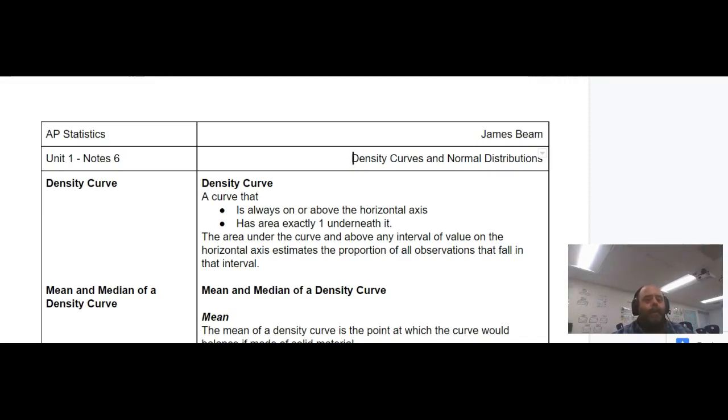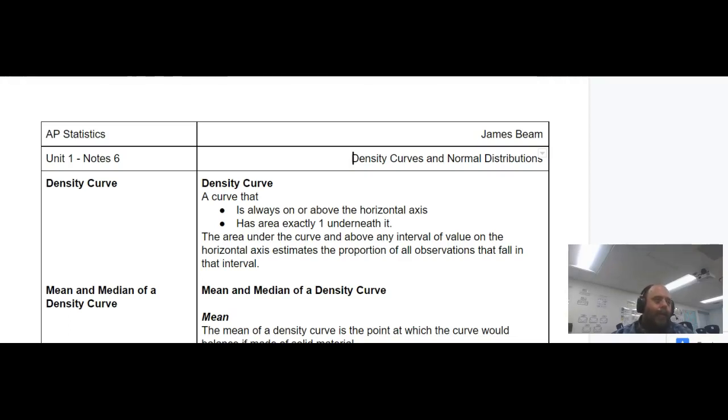All right, so what is a density curve? A density curve has two big characteristics. If you look at all of the possible outcomes, the area under the curve itself always has to be positive, because you can't have a negative outcome. And the area under the entire curve has to equal exactly 1.